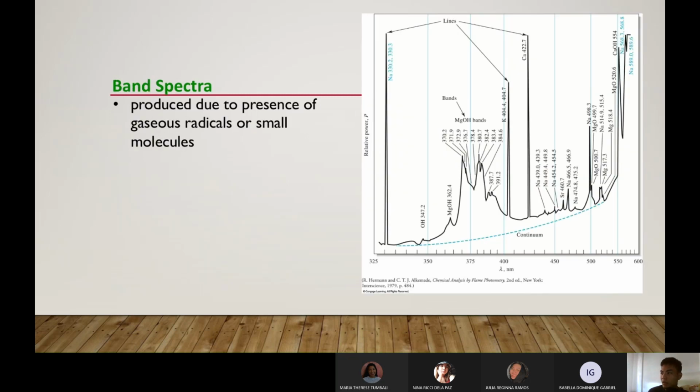And ginagamit din natin yan for, this is what we call the infrared. Ano ba to? Brahman ba to?